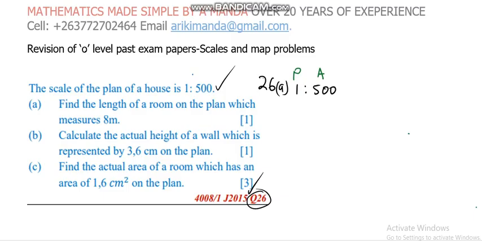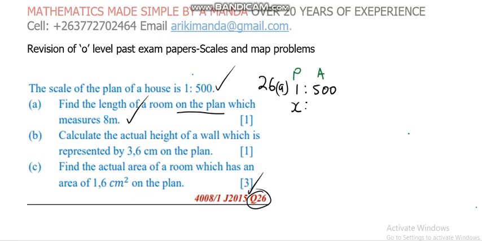Let's proceed and try and solve question number 26a. It says, find the length of a room on the plan. In other words, the measurement on the plan is the one which is not given. So we can safely put an X here. And then what is the measurement? The actual measurement given is 8 meters.